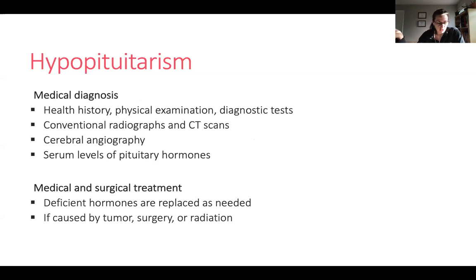And then medical and surgical treatment, they have a hormone deficiency, so they can replace the hormones that are deficient. So a prime example is for thyroid stimulating hormone deficit. They do Synthroid or levothyroxine, which is a medication that stimulates release of the TSH from the thyroid. And then if it is caused by a tumor, they can do surgery to remove it or radiation to shrink it.